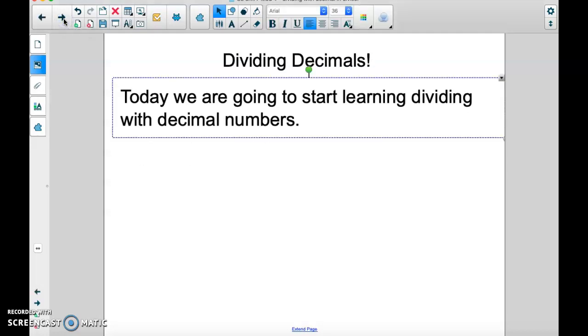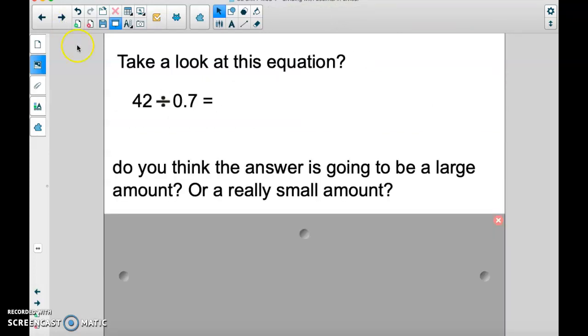So, today, really for the rest of the week, we're going to be working on dividing decimals, right? Today's focus is going to be on dividing with a decimal in the divisor, okay, that second number. So I want you to take a look at this equation. It's 42 divided by 0 and 7 tenths.